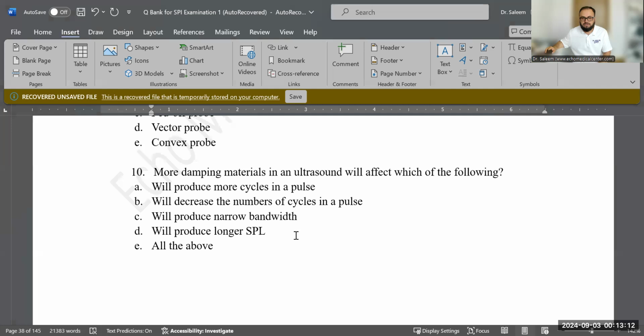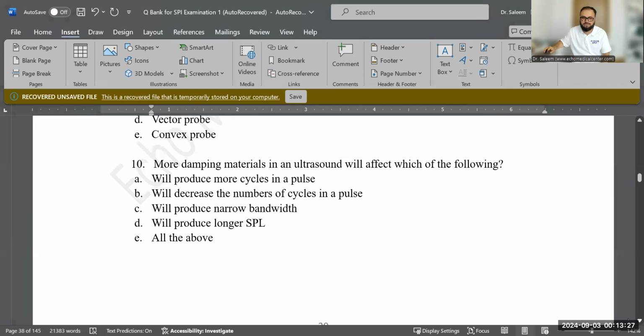Yes, that is correct. B is the correct answer. Because if we put more damping material in a transducer, it will decrease the number of cycles in a pulse. It will make the pulse much shorter. Correct. Absolutely correct. Let's do the next one.